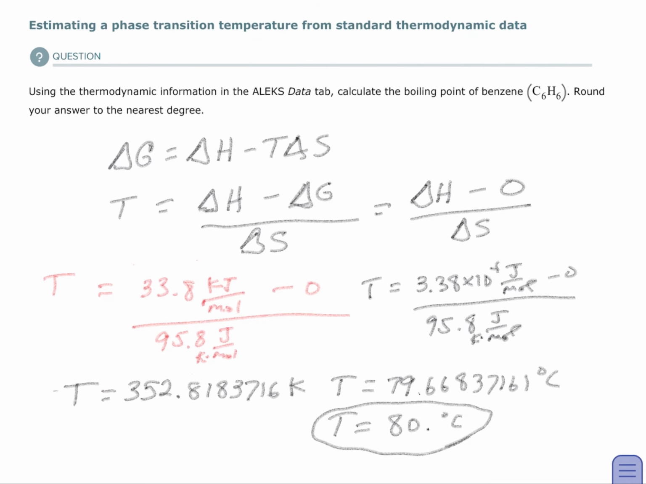So I changed Kelvin into Celsius and then rounded it to the nearest degree and got 80 degrees. Okay, so I hope that helps.